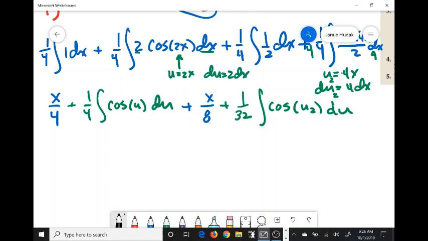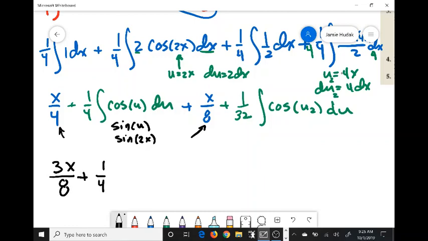So the antiderivative of cosine of u is sine u, but we understand that this u was a 2x, so it's sine of 2x. We can combine the x over 4 with x over 8. So this becomes 3x over 8 plus 1/4 sine of 2x.